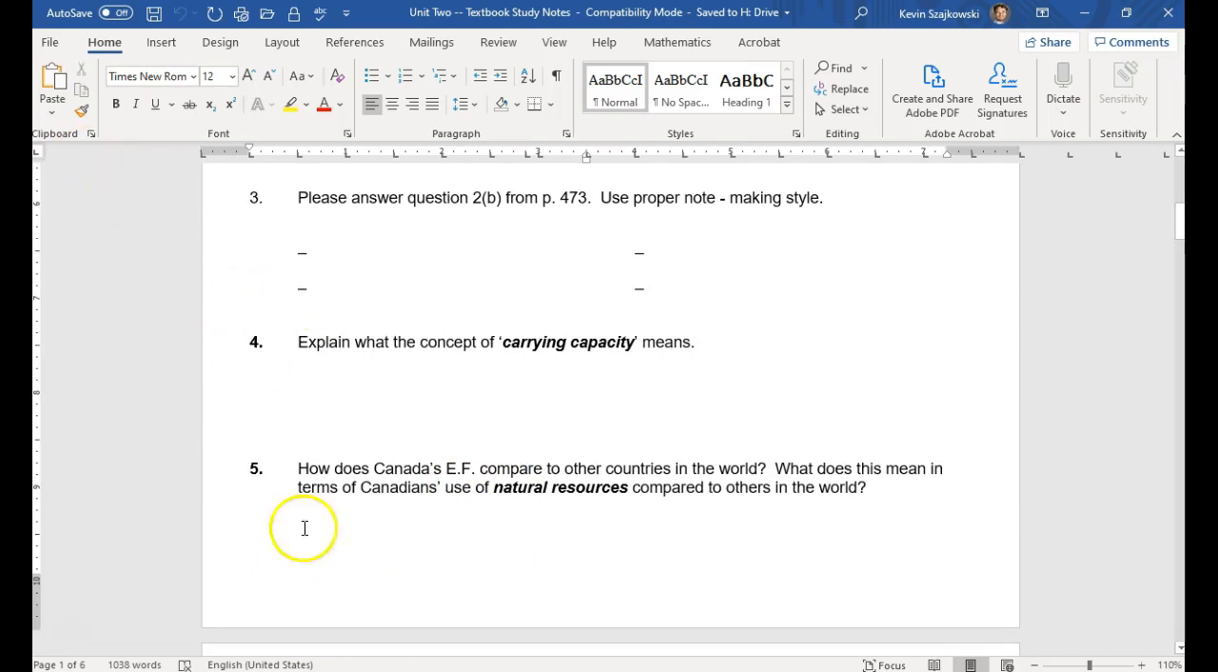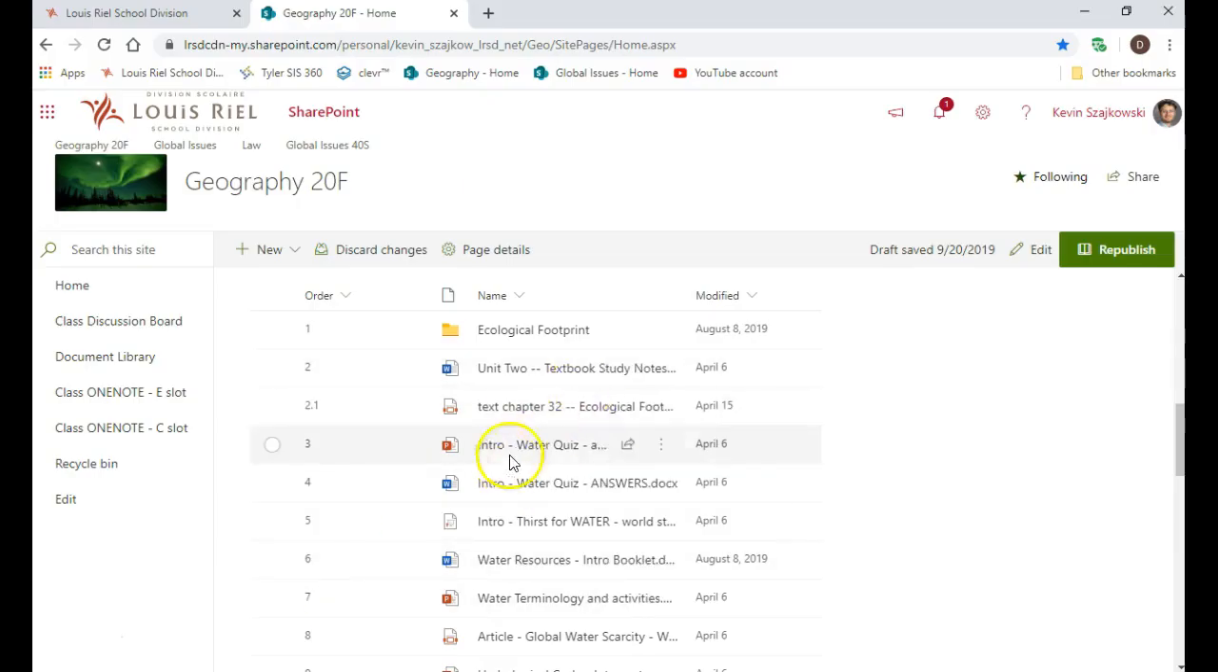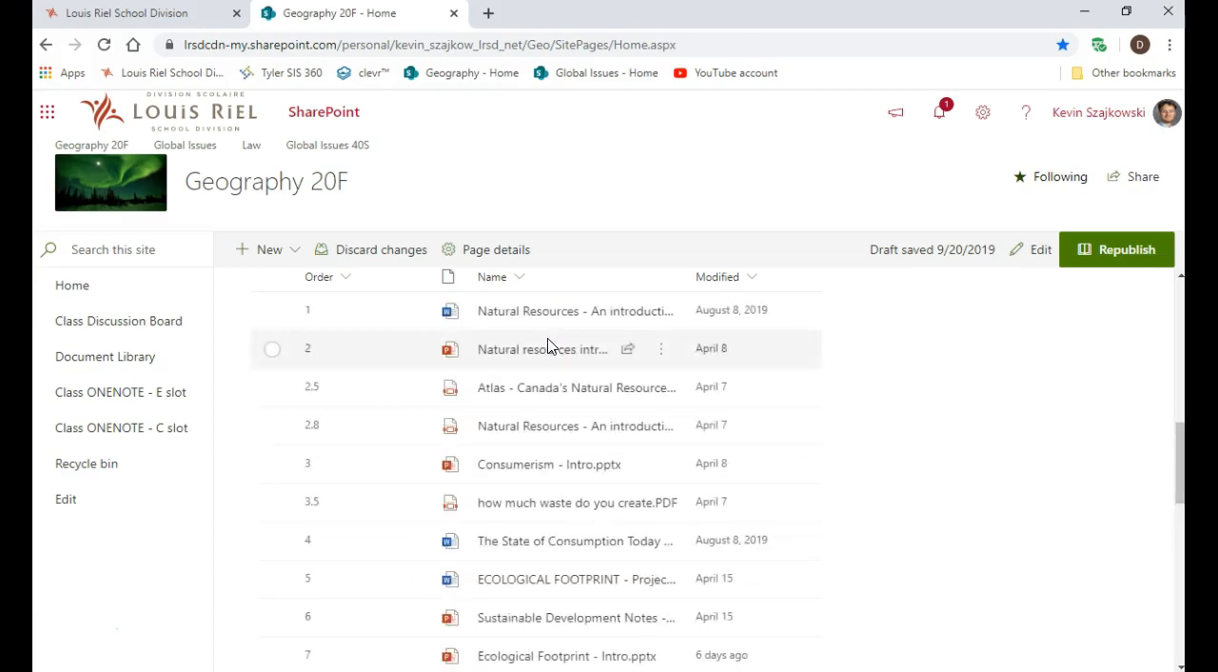A reminder, please, that if you don't have your textbook at home with you, then the chapter that you should be using to answer these questions is posted right here, right below that folder. Okay, everything else we've been working on in the last couple of weeks is inside this Eco Footprints folder.